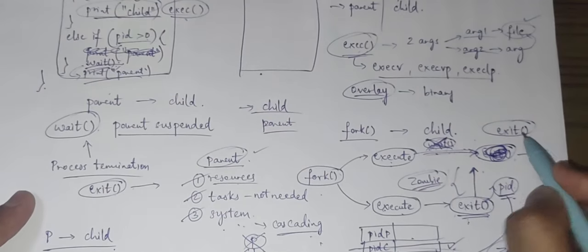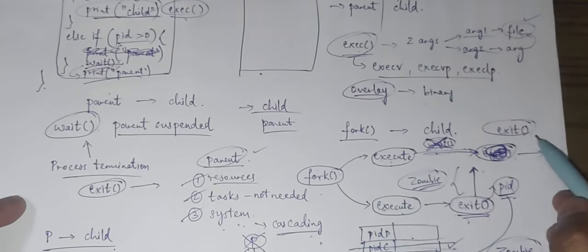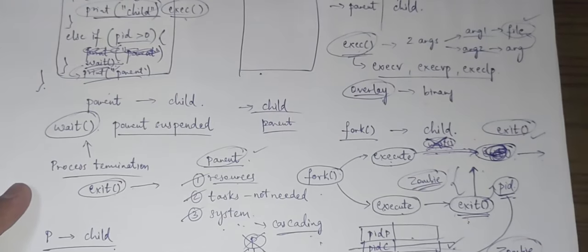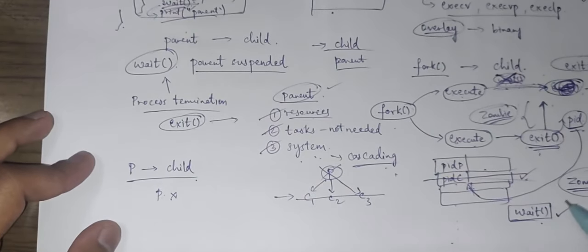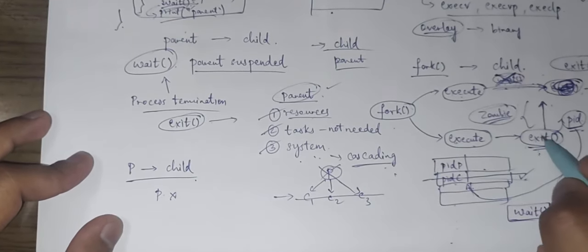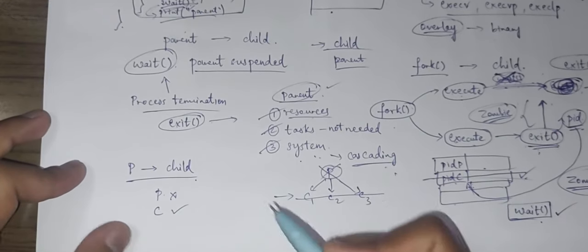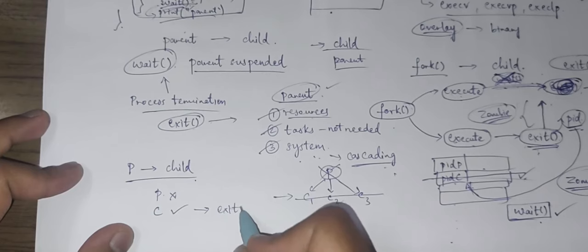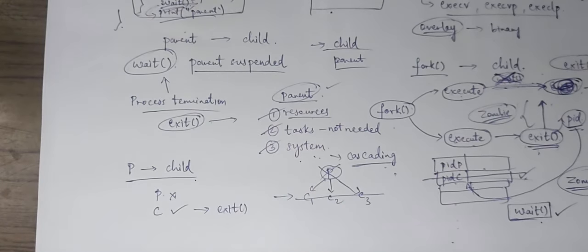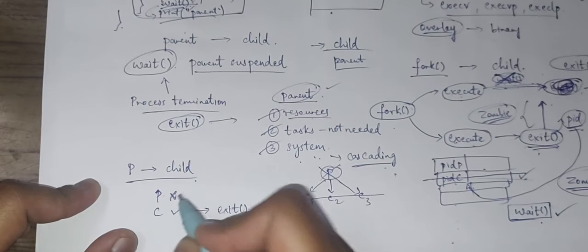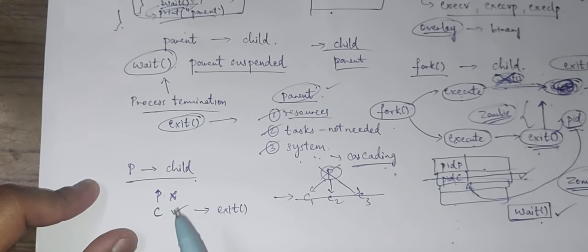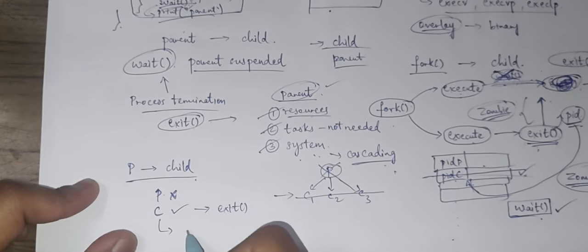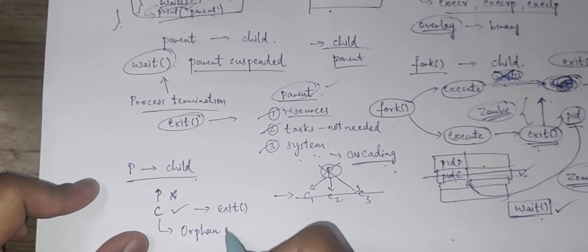Now let's say the parent kept on running and then eventually it called exit. In this case, there was no wait called and the parent process terminated. So the parent has terminated and the child has not called exit, let's say. The child is still running and then eventually it will also call exit. So the parent has terminated, but the child is still alive basically. In such a case, these kind of child processes will become orphans. These are called orphan processes.